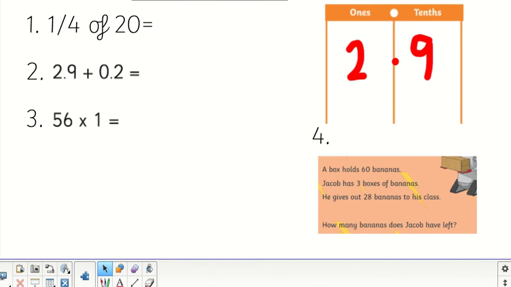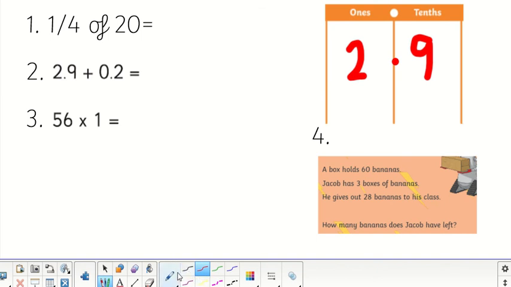Number 4 then. A box holds 60 bananas. Jacob has 3 boxes of bananas. He gives out 28 bananas to his class. How many bananas does Jacob have left? Now again, this is a two-step problem for us to solve. So I'm going to split it into two problems for you. I'm going to use UDC to figure out what I need to do first.